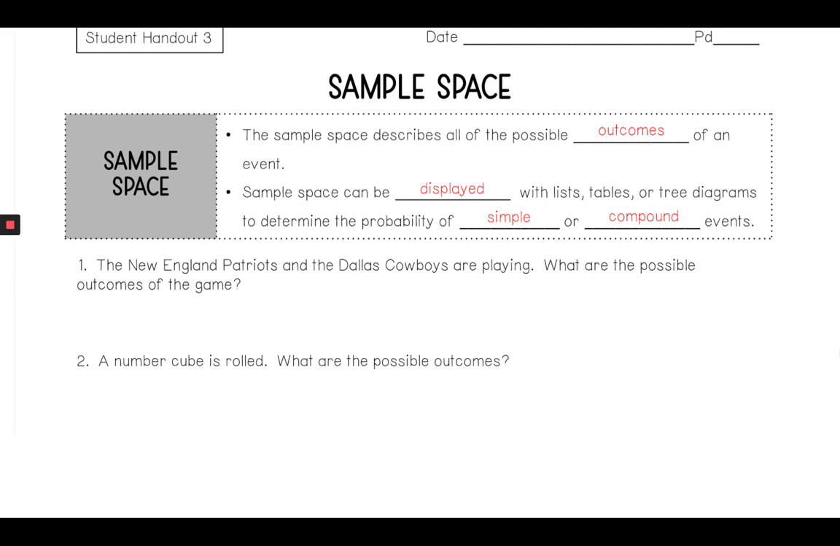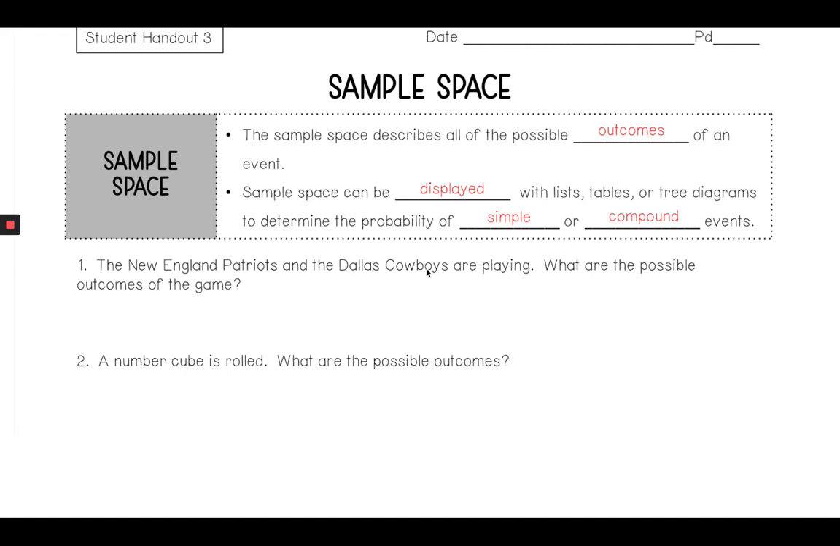Now, as much as I love the Jets, which, I know you guys can judge me later, what I'm saying is that if the New England Patriots and the Dallas Cowboys are playing, the Jets won't win. And the reason why is the Jets are not in this game. It's only the Patriots and the Cowboys.